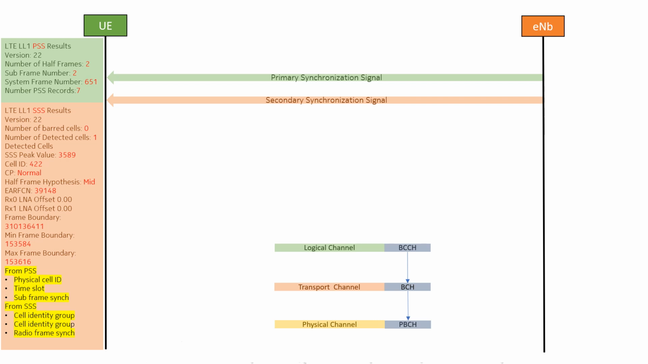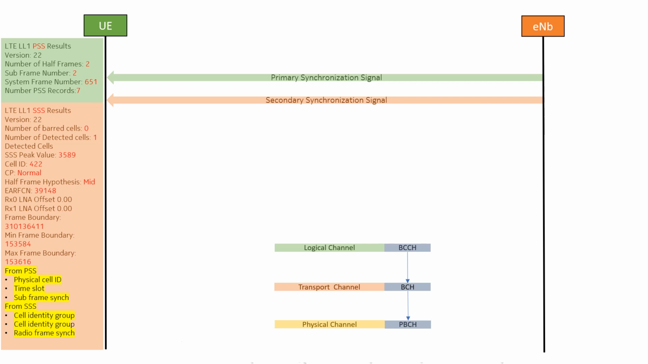PSS helps the UE obtain the physical cell ID, time slot, and frame synchronization. There are 3 PSS sequences corresponding to the 3 physical layer identities within each group of cells. The PSS is mapped to 72 active subcarriers, 6 resource blocks, centered around a DC subcarrier in slot 0, subframe 0, and slot 10, subframe 5, in FDD, frequency division duplexing.